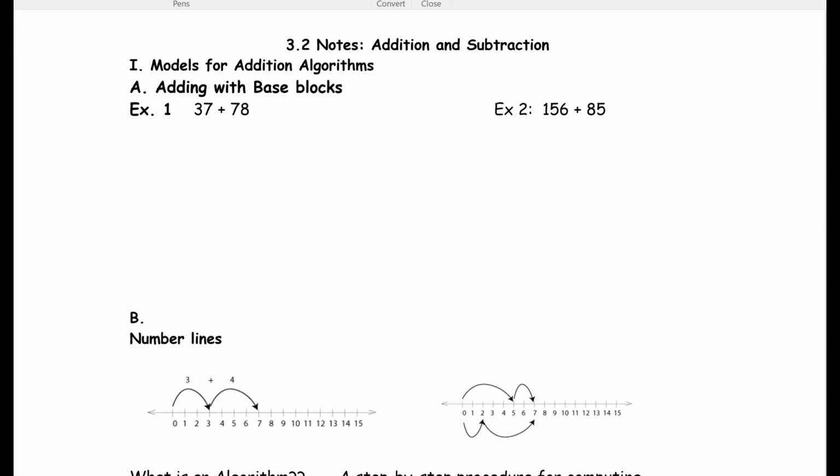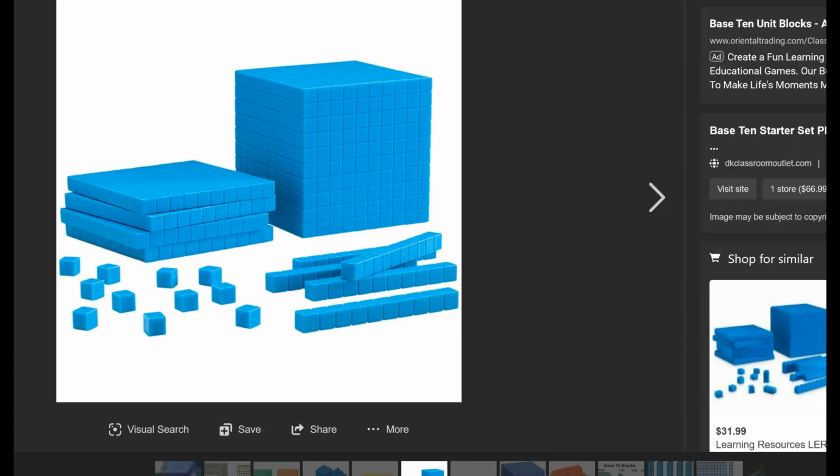So let's jump in and let's start with this example, 37 plus 78, and we're going to do this example with base 10 blocks. So just to review from last time, I'm actually going to show you a picture here. This is what real base 10 blocks look like. You should have a set of these hopefully in your classroom. A lot of elementary school classrooms do.